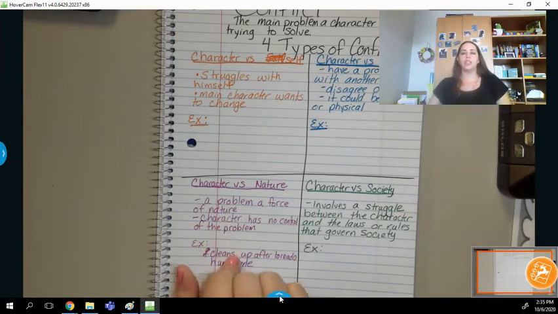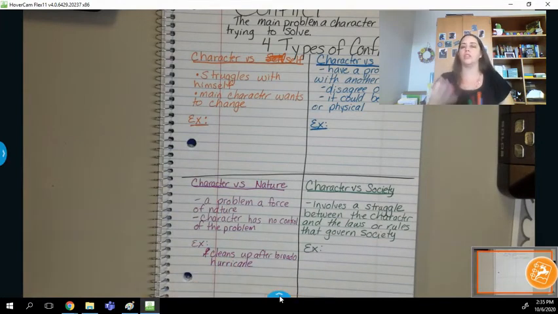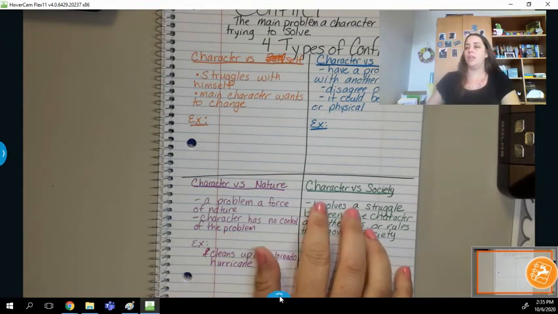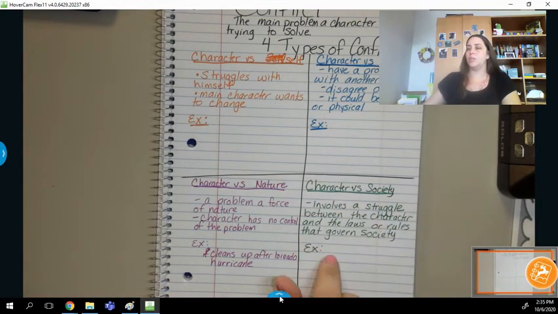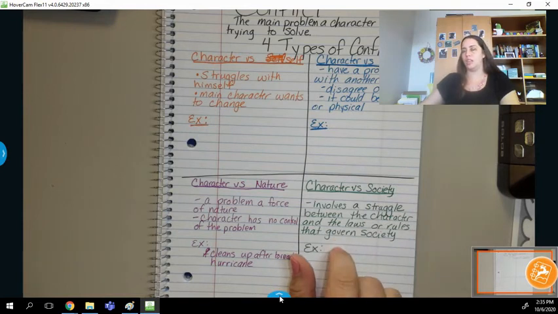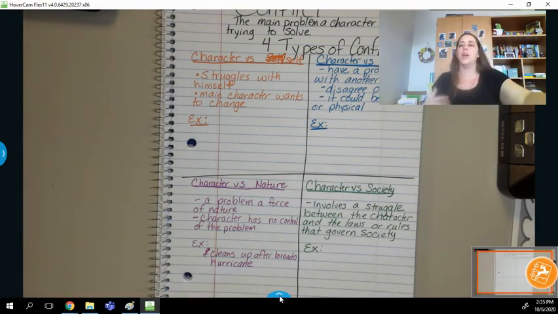There's character versus nature, so it's a character trying to face or solve a problem that they have no control over. And then character versus society, which is going to be a character that is trying to fight the power and try to make things better for themselves or the people around them.